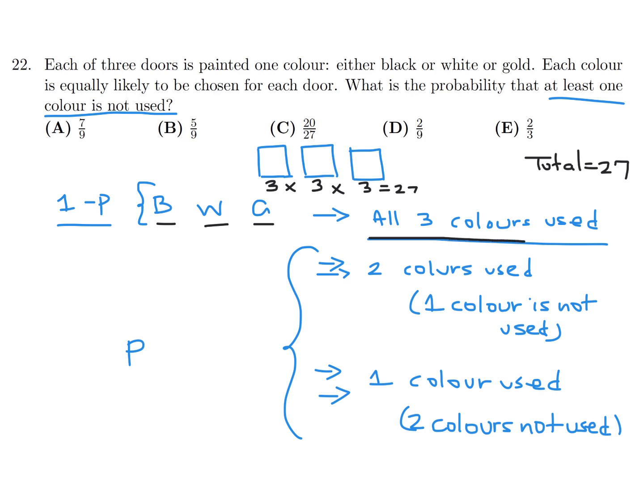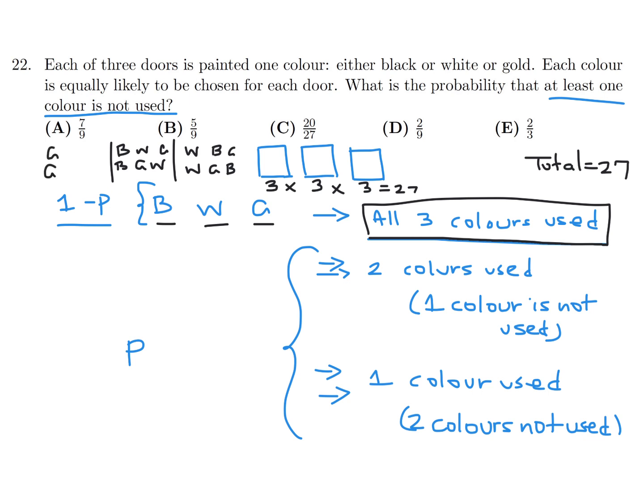Now we want to figure out how many are in this category here. All three colors used. All three colors used would basically be a scenario like black, white, gold, right? So you initially might think, well, it's just one way. But there's iterations. There's black, gold, white. See what I mean? There's white, black, gold, white, gold, black. And I believe, what would be the other one? Gold being first, and then black, white, white, black. Yeah, there you go. So that's 6, actually. So there's actually 6 in this category.